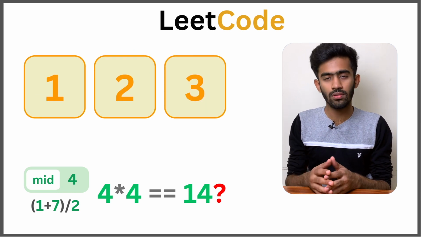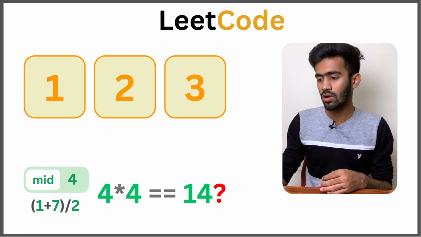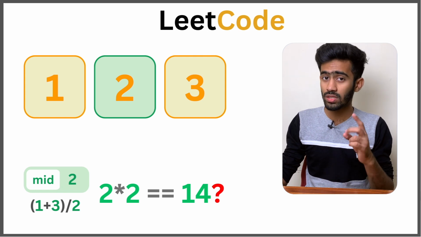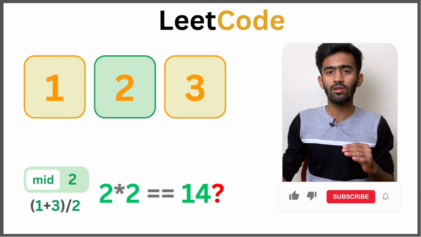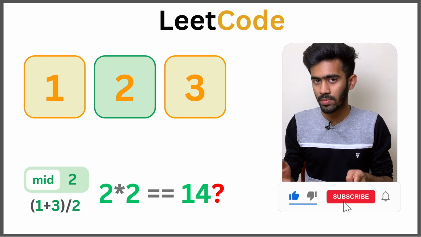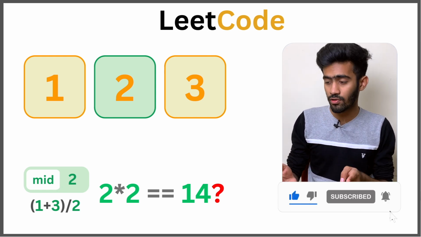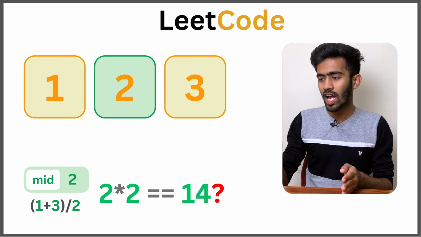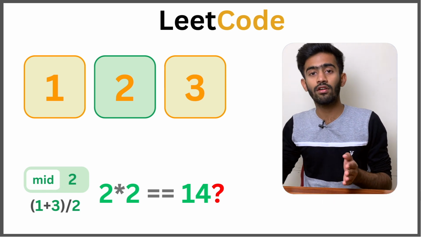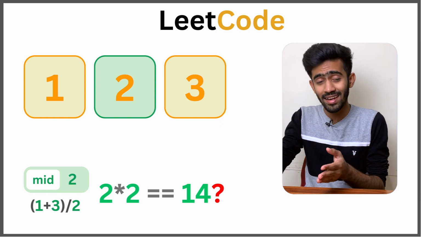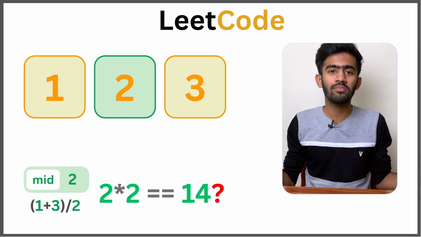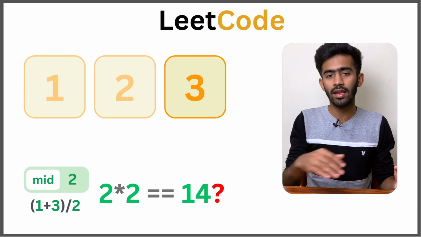Now we have just 1, 2, 3. Again find the mid value. 1 plus 3 divided by 2 gives us 2. 2 square is 4. And as we know, 4 is not equal to 14. We know 14 is greater than 4, and hence the value must be to the right side of 2 or greater than 2. Because 1 square is 1, which is less than 2 square, right? So it can't be on the left hand side. So we are eliminating those two values.